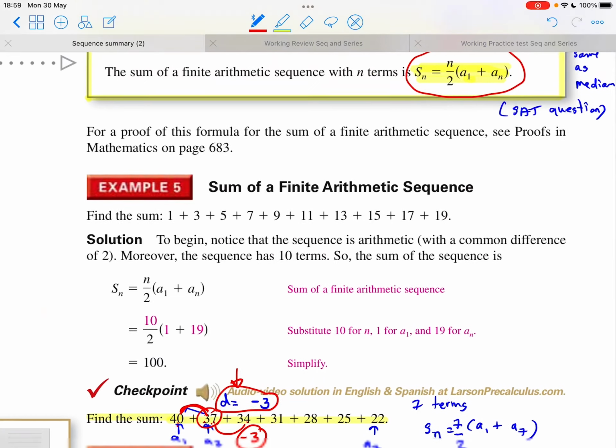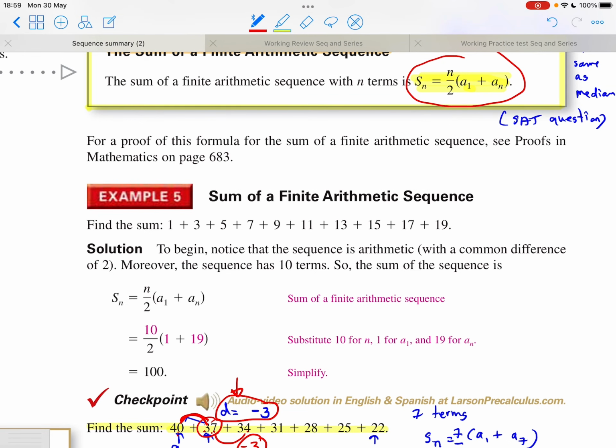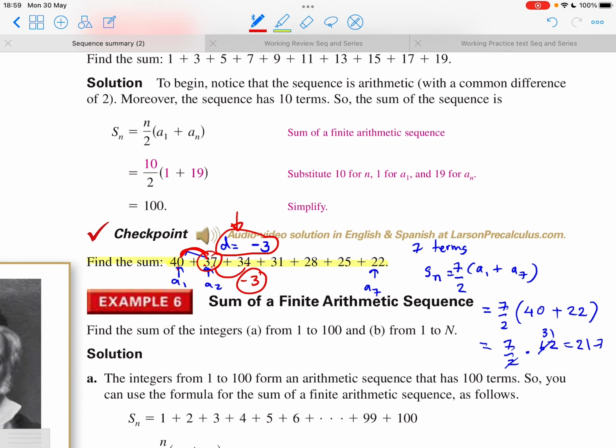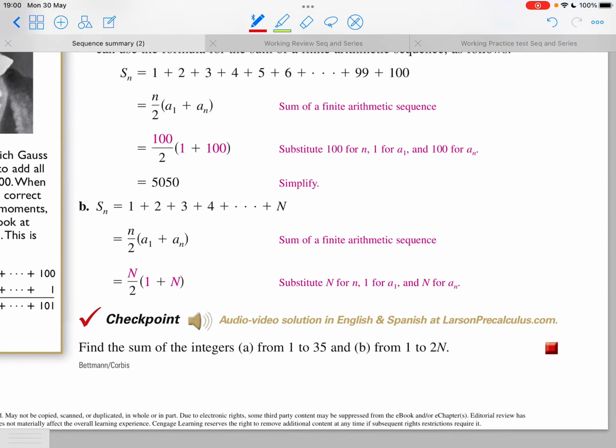So d is minus 3. And then S_n equals n over 2 times (a1 plus a_n). n is how many terms there are. So 1, 2, 3, 4, 5, 6, 7. There are 7 terms, so n is 7. a1 is 40. The last one is a7, so a7 is 22. a1 is 40. You just substitute it in the formula and then find the number.